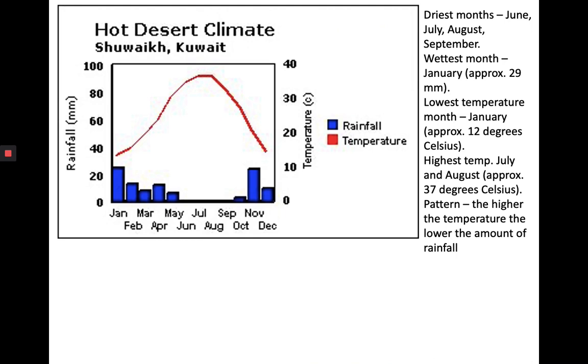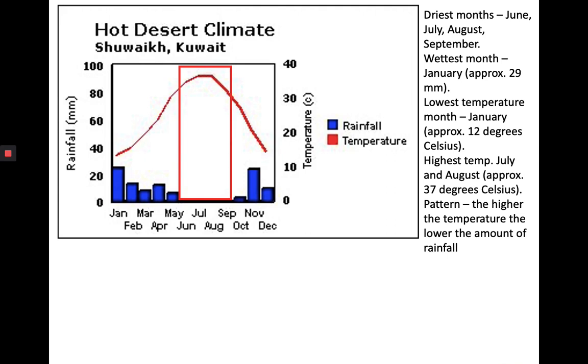Okay, so you've had a bit of time now to have a go at that, and we're just going to run you through some of the answers. So the driest months are generally June, July, August, September, as you can see here. Now the wettest month is January, and that's approximately 29 millimeters. And that's the wettest month compared to the rest.